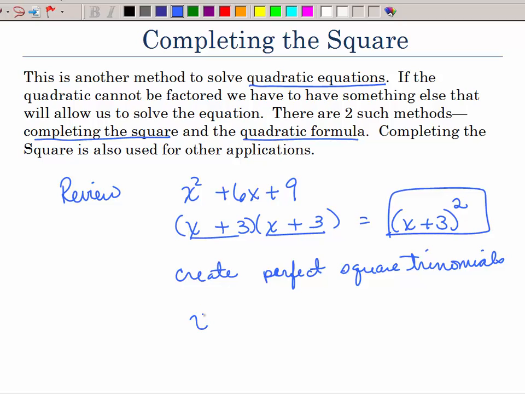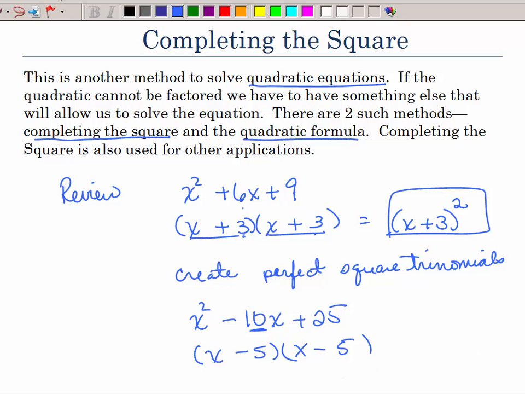So let's say I had something like x squared minus 10x. What would I have to add to make it a perfect square trinomial? Well, if you remember, when you factor this, 3 times 3 is 9, 3 plus 3 is 6. Well, what could I add, the same thing twice, to get a negative 10? Negative 5 and negative 5, which would be 25. That's how we're going to approach completing the square.